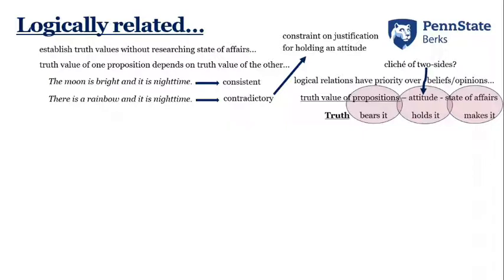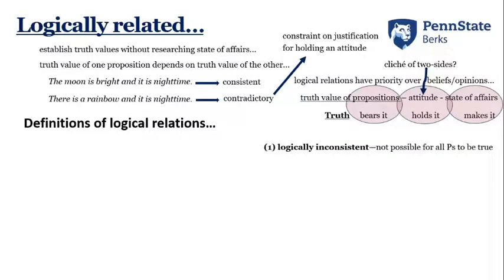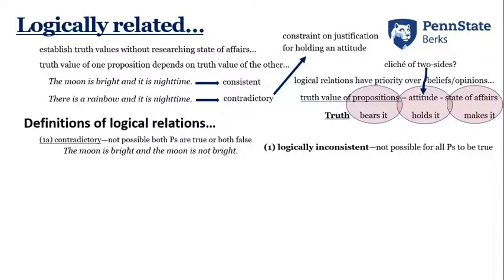Whether or not we hold that particular thing to be true is a psychological attitude towards it. Now, there's a few different logical relations that I'm going to show, and the first one here is logical inconsistency. What this basically means is it's not possible for all propositions within the series of statements to be true. So if we're going to say the moon is bright and the moon is not bright.